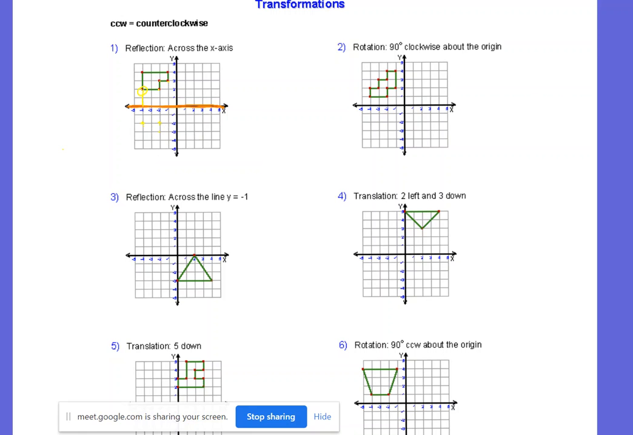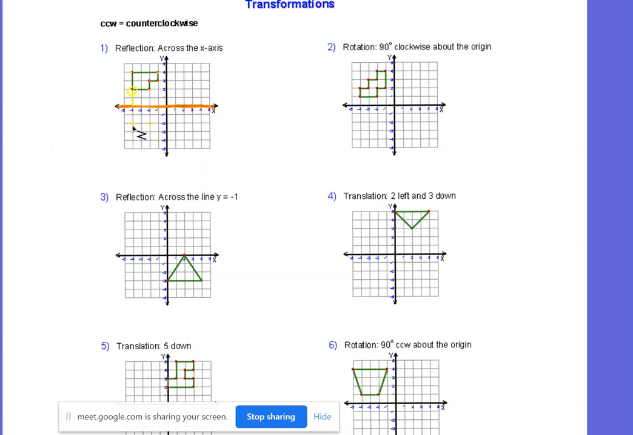Okay. How about this one right here? 3. How about this one right here? 4. How about this one right here? Also 4. So then we can connect those dots. So we can safely say that there we go. And that's all you have to do for a reflection.